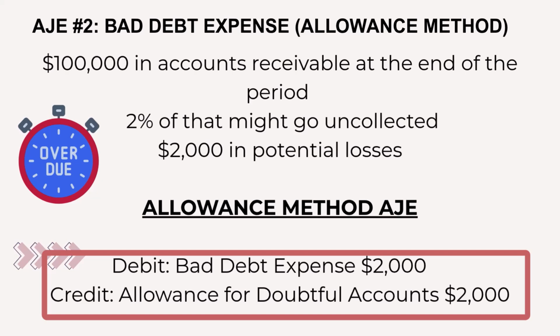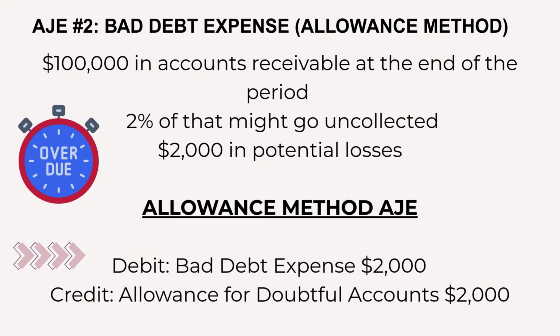This entry doesn't write off a specific customer's balance, it just creates a buffer on the balance sheet in case some invoices go unpaid later. Then, when a specific account is confirmed as uncollectible, you will reduce both the allowance and accounts receivable with a separate entry. This adjusting entry is crucial because it helps paint a more realistic picture of your receivables, prevents overstating assets, and keeps your income statement honest.